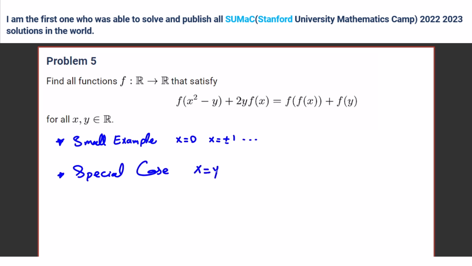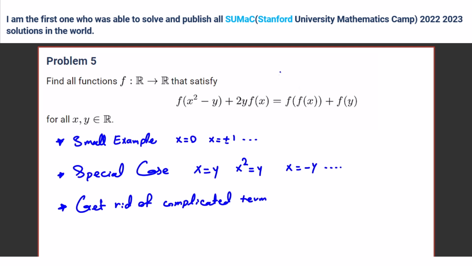For example, x is equal to y, x squared is equal to y, something like these things. X is equal to negative y. It depends. For example, if you replace y with x squared, then we have f of 0. One idea is to get rid of the complicated term. For example, if we write it for x, y1, then x, y2, then we can cancel this by subtracting. Sometimes you should write division.